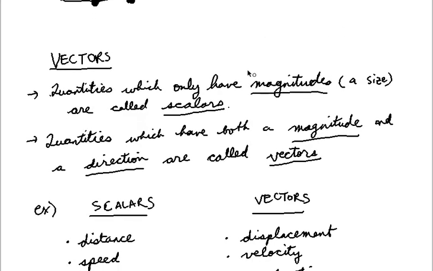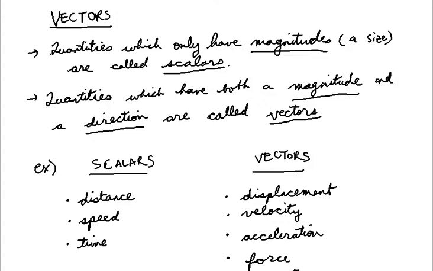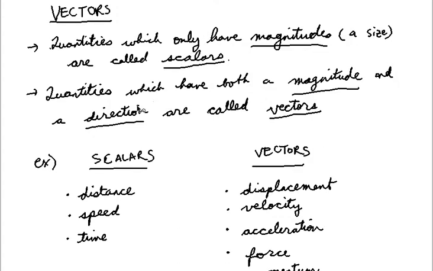Quantities that have only magnitude, where we only have a length or a size or some numerical value, are called scalars. If it's a quantity that has both a magnitude and a direction, we then call that a vector. So a vector is a quantity that has both magnitude and a direction.